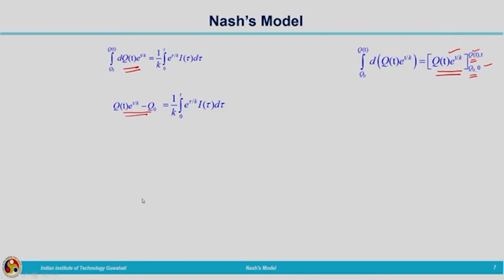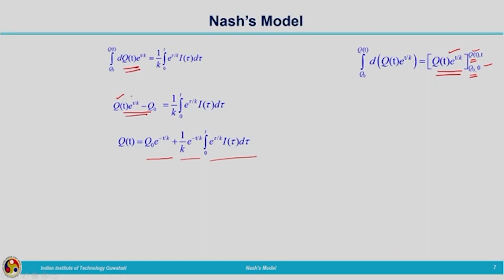Now, our intention is to find out q(t). We will take q naught to the right hand side and also e raised to t by k to the right hand side. So, q(t) will be taking the form q naught e raised to minus t by k plus 1 by k e raised to minus t by k integral 0 to t e to the power of tau by k I(tau) d tau.